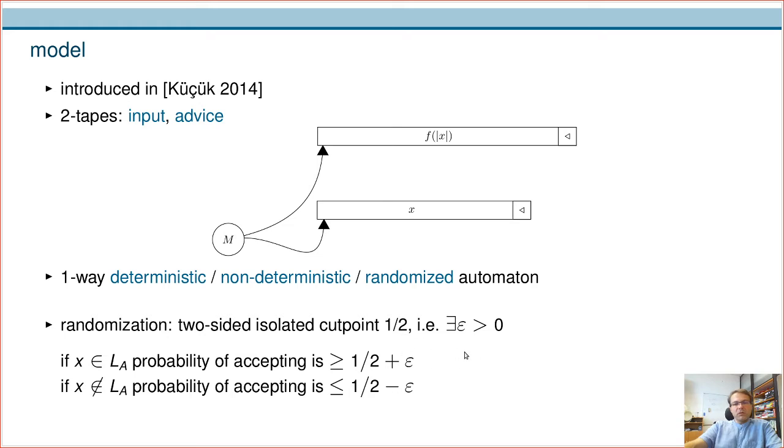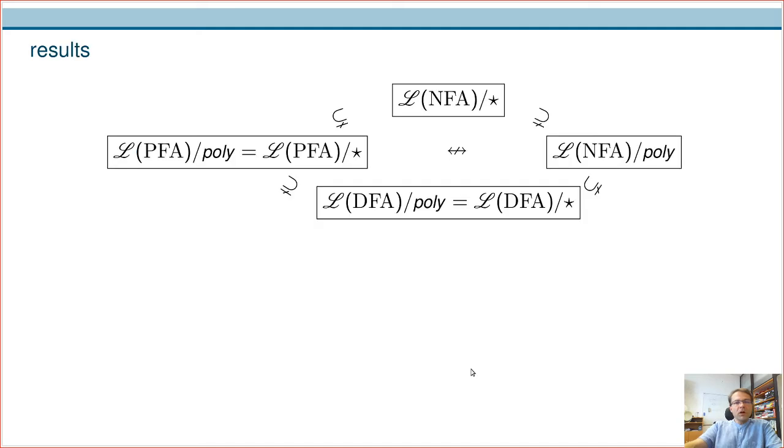That means we want an automaton that, if the word is in the language, accepts with probability 1/2 plus some epsilon, and otherwise accepts with probability 1/2 minus some epsilon, which is standard. Okay, so our results can be visualized like this.